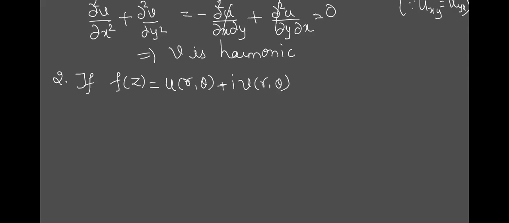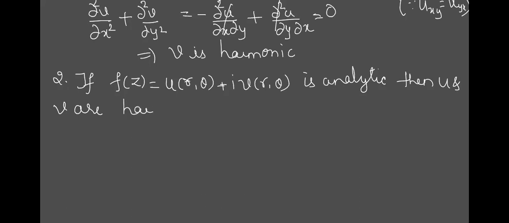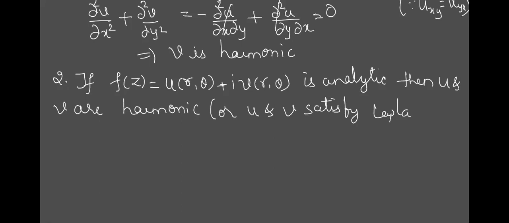So suppose we have a function f of z which is in the form u plus iv is analytic. Then u and v are what? Harmonic. What is one more part they may ask? Laplace. Yes, very good. U and V satisfy Laplace equation. No doubt the wordings are all the same, but Laplace equation for Cartesian is different and for polar is different. So let me just give you the polar form of this.